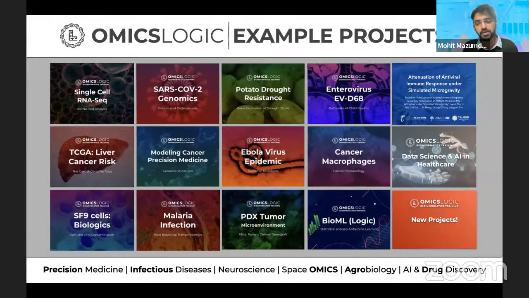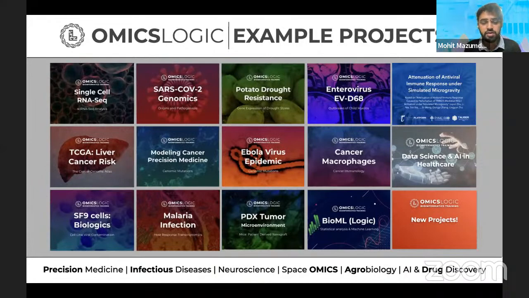These example projects vary from the latest technologies such as single cell RNA-seq technology, spatial genomics and spatial transcriptomics, to the very basics of SARS-CoV-2 genomics, where you will learn about the coronavirus and its genome and how to do that genomic analysis, to agricultural projects such as potato drought resistance, looking at gene expression. So this technology could be applied to different kinds of problems.